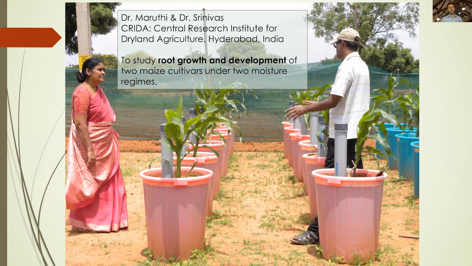And then, bringing it back to the success of different studies between wetlands and very dry conditions, we have Dr. Murthy and Dr. Srinivas at the Central Research Institute for Dryland Agriculture in India. Here they're studying root growth and development of 2 maize cultivars under 2 moisture regimes. You're looking at one moisture regime right now, and as you can see, they're covering part of the acrylic pipe with PVC pipe, especially in those small biomes, so you're not allowing UV light in, to keep the roots from growing around the tube.